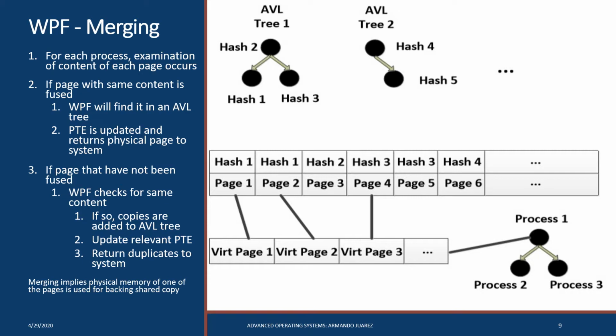If the page has not been found, then the WPF will check for the same content. If so, copies are added to the AVL tree, updates are made, and it returns back to the system. If not, then nothing is done. And then again, this still implies that the physical memory of one of the pages is used for backing the shared copy in the Windows format.